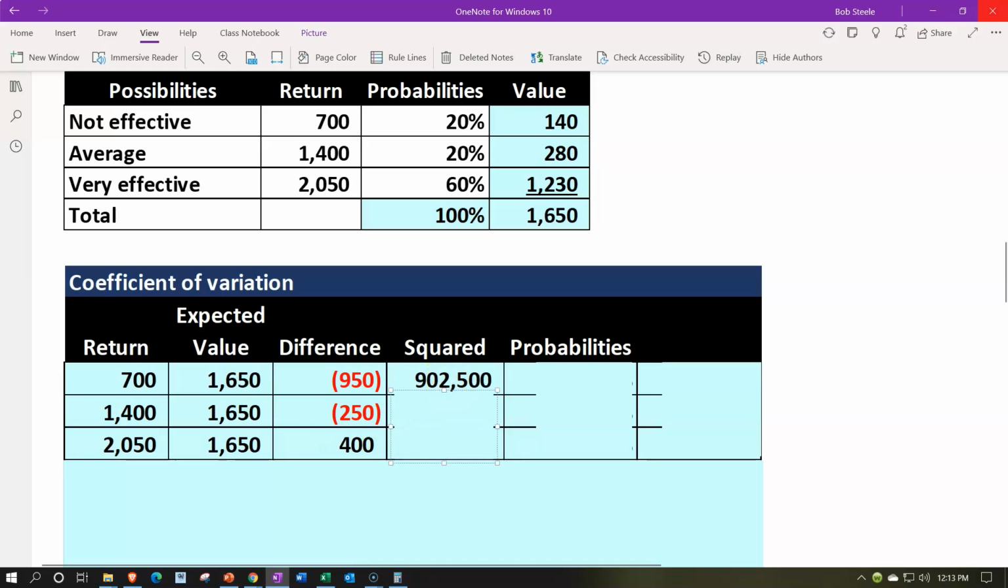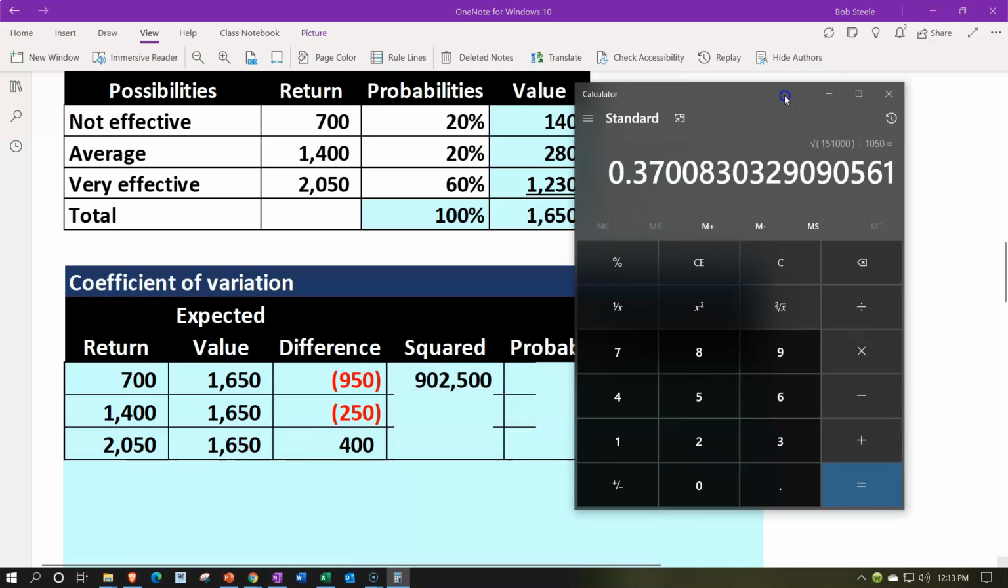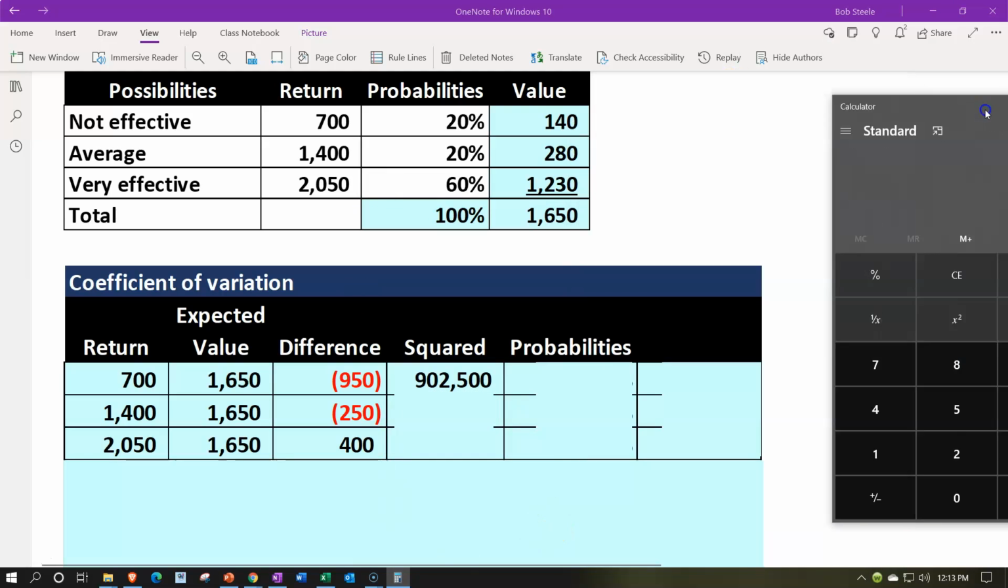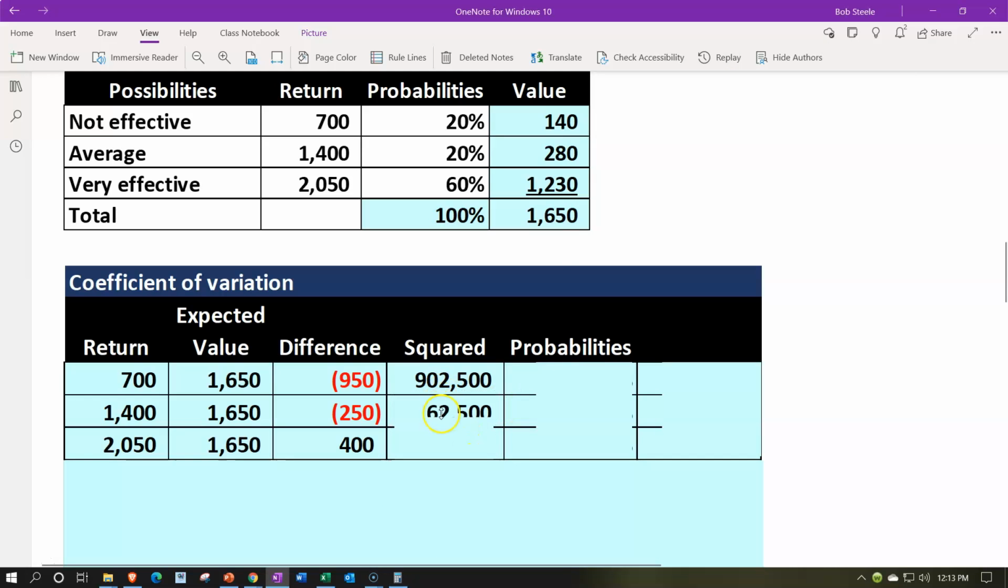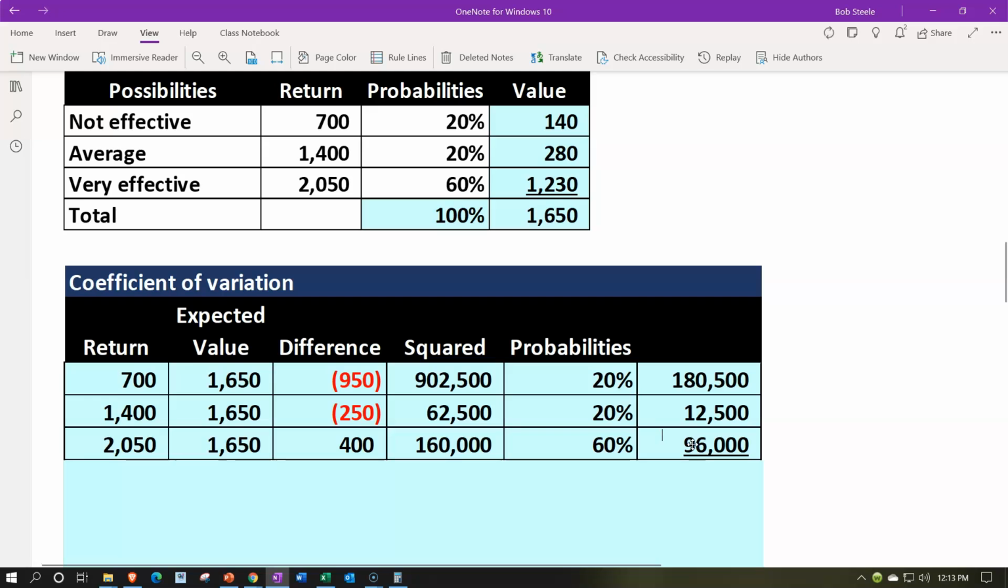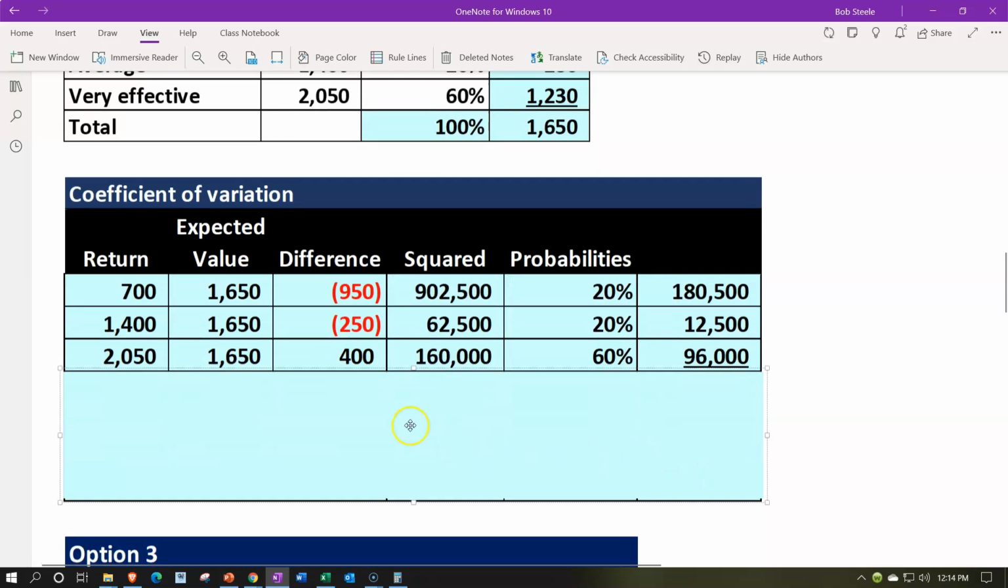We're then going to square all of those three numbers. So let's take the 950, make that negative and then square it. We've got the 902,500, and then the 250 squared is the 62,500, the 400 squared is the 160,000. Probabilities then applied, that's going to be the 20-20-60. We've got the 902,500 times the 20% is the 180,500, the 62,500 times the 20% is 12,500, and the 160,000 times the 60% is the 96,000.